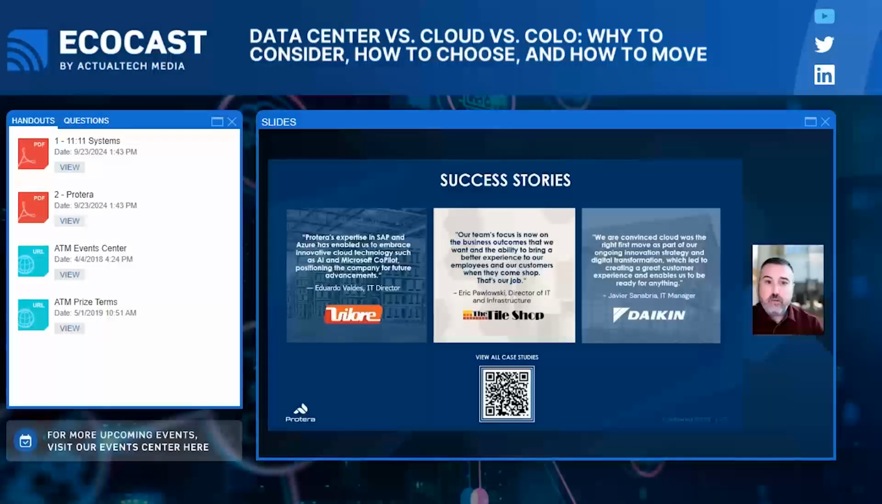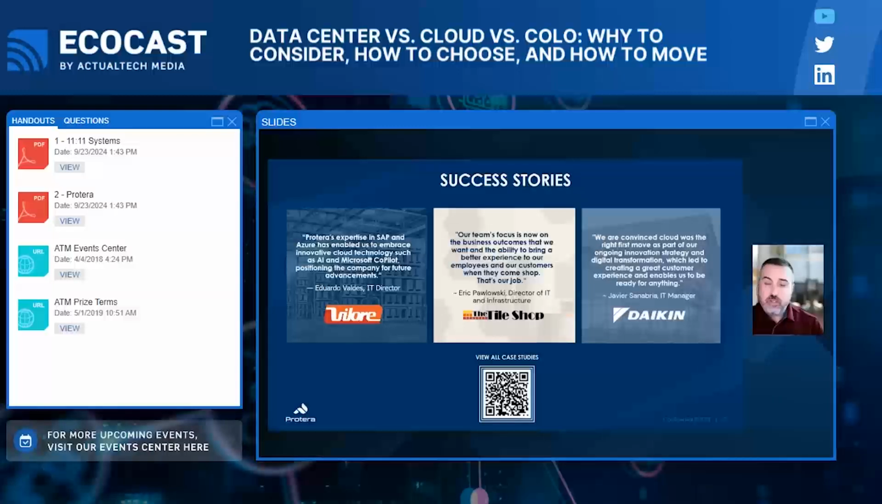At Proterra, we've got a number of really, really amazing success stories from a number of our different clients: Valori Foods, the Tile Shop, Daikin. So these are 3 examples that we picked of customers that we helped with migrations to the public cloud. In many cases, we're managing their public cloud for their SAP workloads, their other IT workloads in the public cloud, and in many cases, actually edge workloads or networks that they might have as well. These are just a handful of the use cases that we have.